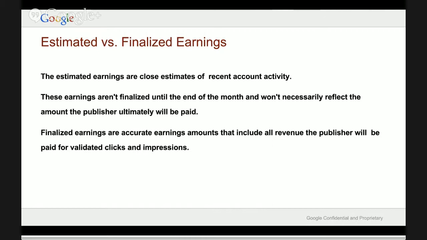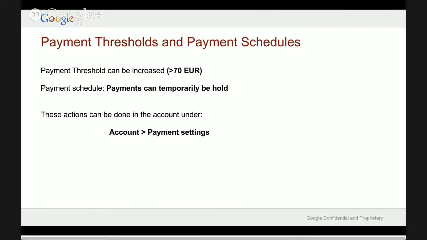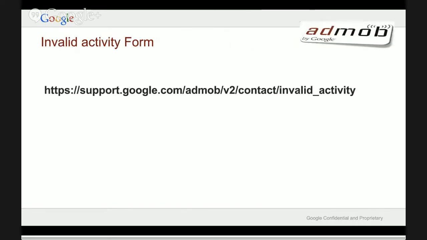If the publisher, however, is seeing a large difference between estimated and finalized earnings, it's most probably due to invalid click activity, and aspects like the ad placements that we just talked about before should be reviewed as soon as possible, just to avoid a large amount of invalid clicks the next time. And one last thing, if the publisher suspects any sabotage or invalid click activity by a third party, he can use this form that we are showing here to report to our spam team.